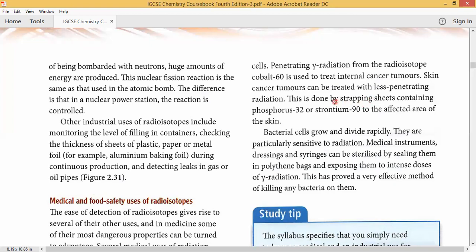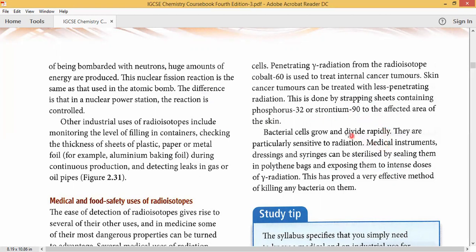In a similar way, they talk about skin tumors. They can be treated with less penetrating radiations. Phosphorus P32 or strontium 90, Sr90, can be used to treat that. Not just treating, they can also be used for diagnosis purposes.